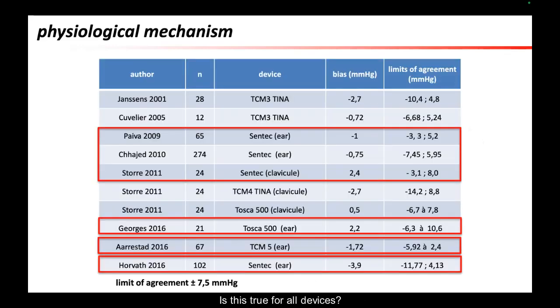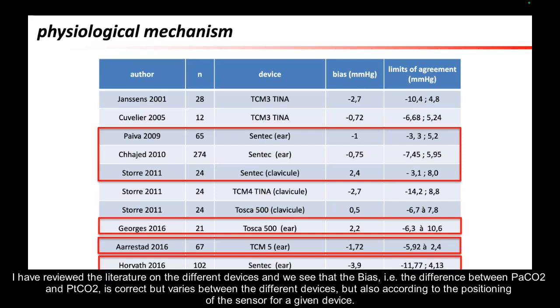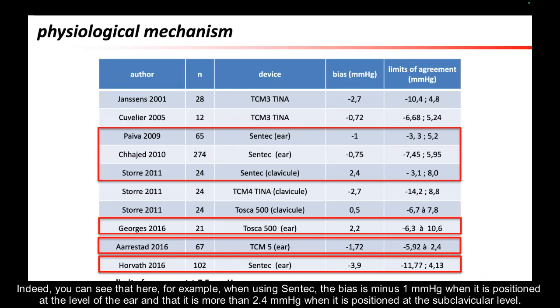Is this true for all devices? I have reviewed the literature on the different devices, and we see that the bias, that is the difference between PaCO2 and PtCO2, is correct but varies between the different devices, but also according to the positioning of the sensor for a given device. Indeed, you can see that here, for example, when using Sentec, the bias is -1 mmHg when it is positioned at the level of the ear, and that it is more than 2.4 mmHg when it is positioned at the subclavicular level.